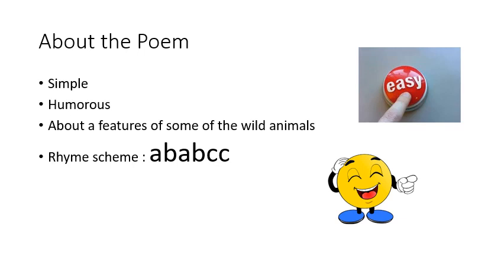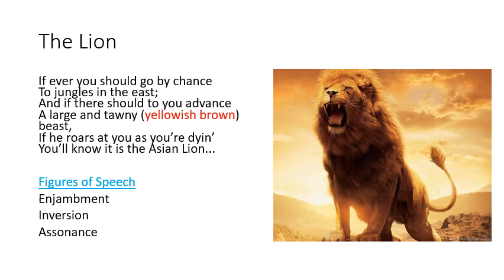The poetess is telling about a few features of some dangerous animals like lion, tiger, leopard, etc. in a very funny manner. The rhyme scheme or the pattern of sounds at the end of each line of the poem is simple. All the stanzas follow the same rhyme scheme, that is AB, AB, CC, as you would observe in each stanza. Let us start. First is the lion.